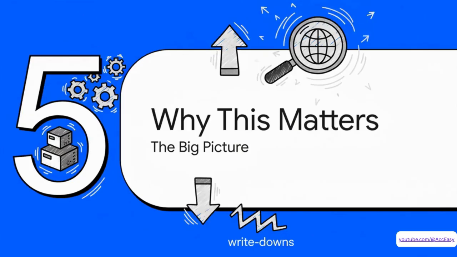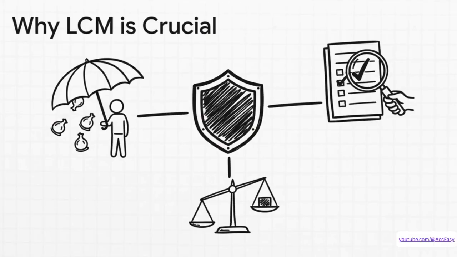Okay, let's pull back and look at the big picture. We've gone through the nuts and bolts, but why should you care about any of this? Why does it really matter? When it comes right down to it, the LCM rule is like a guardrail. It protects investors and banks from companies that might be tempted to inflate their numbers. It forces financial statements to be conservative and, well, truthful. And you can bet it's a huge deal for regulators and auditors.